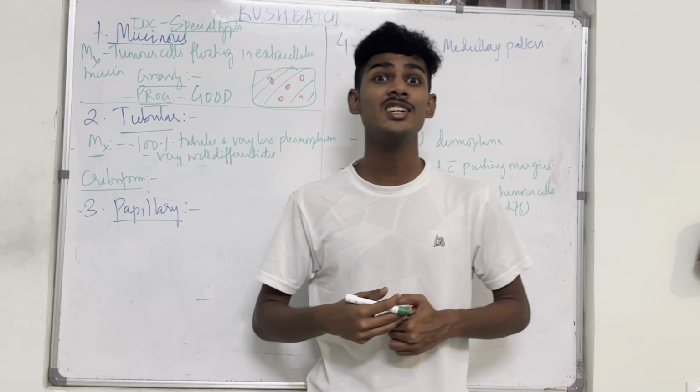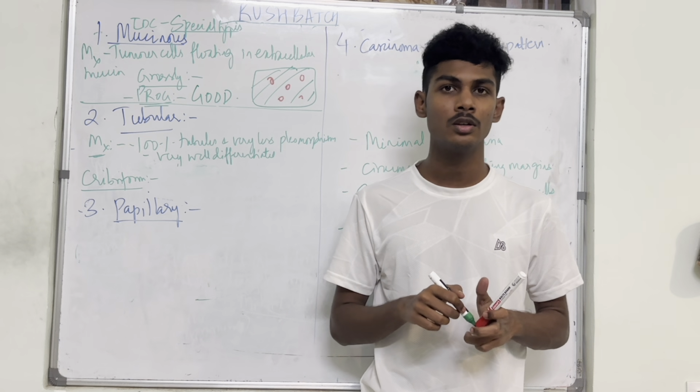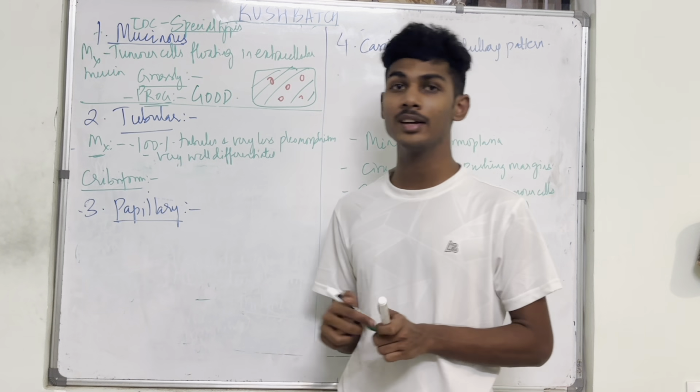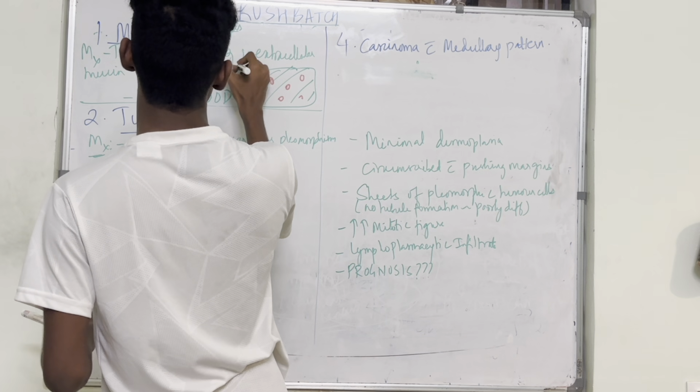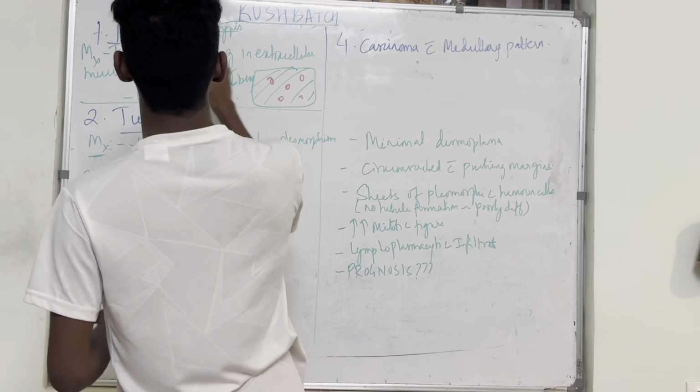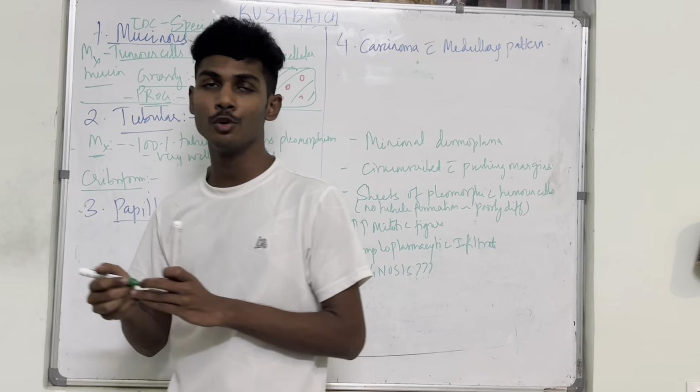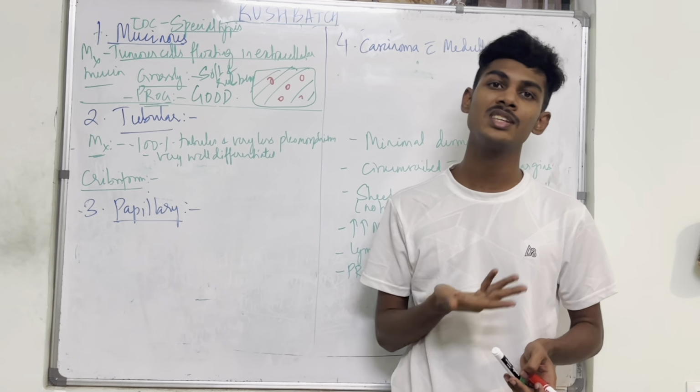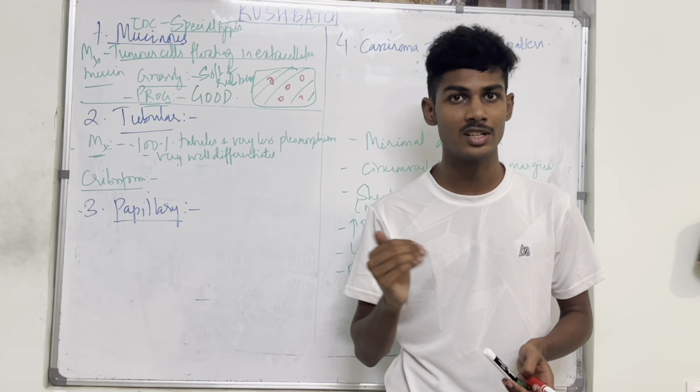Okay, and it's a mucinous tumor. How will you think? Will it be hard? It is soft, okay, it is very soft and rubbery. Are you understanding now? So what do you see microscopically? Tumor cells floating in extracellular mucin. That is what is seen in the mucinous carcinoma. Is it clear? Let's go to the next.